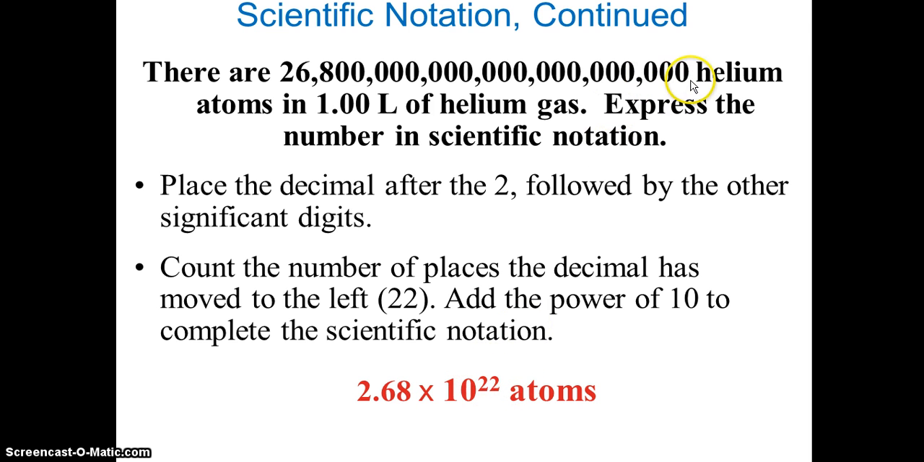We are moving this decimal place to the left about 22 places: 1, 2, 3, 4, 5, 6, 7, and so on. You can see the decimal moved to between 2 and 6. So it's about 22 places to the left, and our exponent is 10 raised to 22. So we can express this number in scientific notation as 2.68 times 10 raised to 22 atoms.